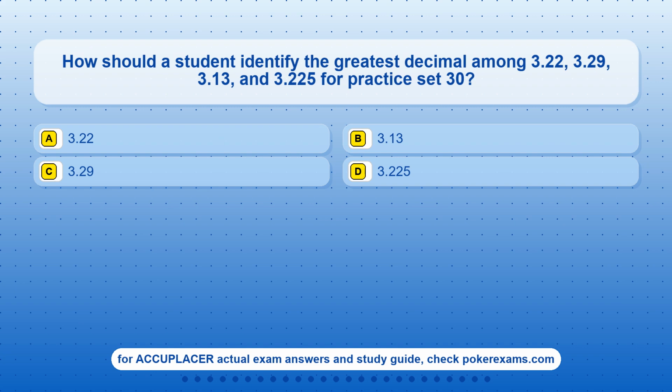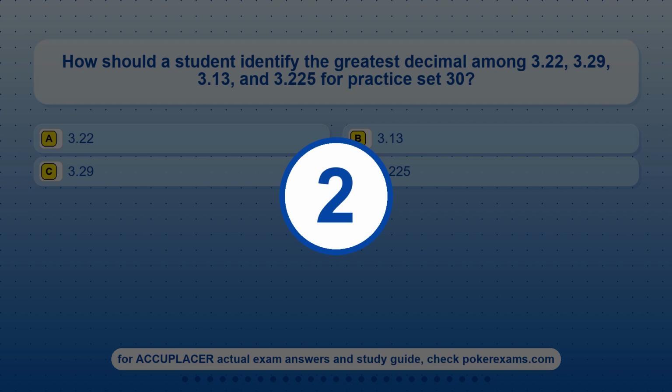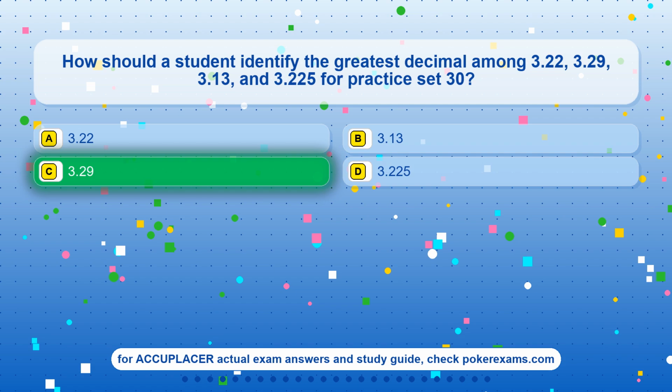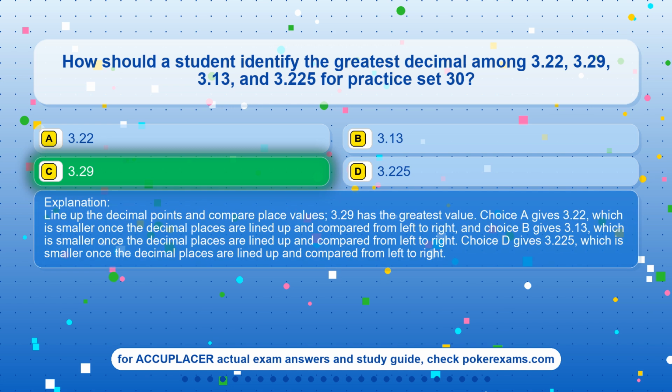Question 5. How should a student identify the greatest decimal among 3.22, 3.29, 3.13, and 3.225 for practice set 30? Option A, 3.22, Option B, 3.13, Option C, 3.29, Option D, 3.225. The correct answer is Option C, 3.29. Line up the decimal points and compare place values. 3.29 has the greatest value.